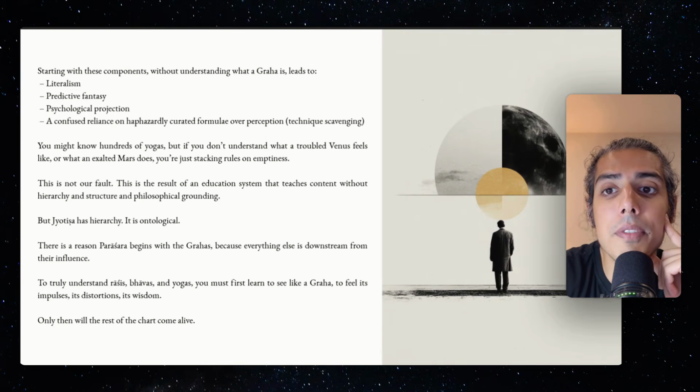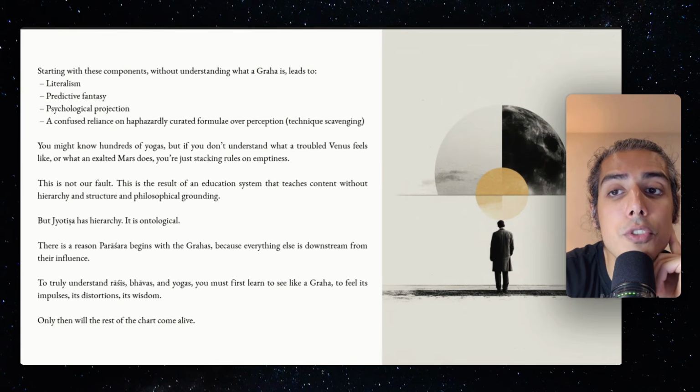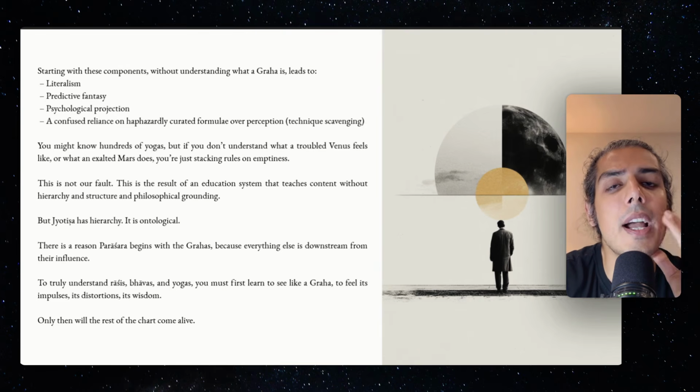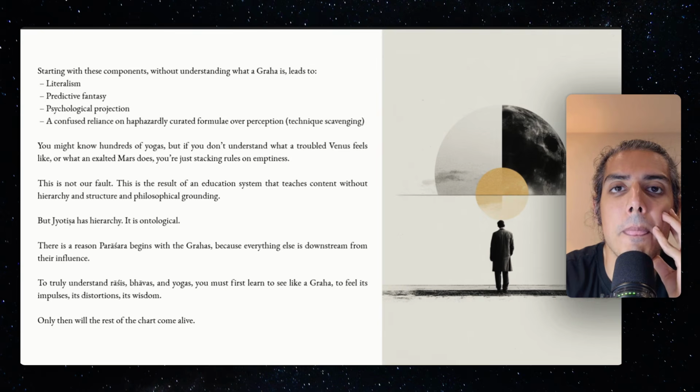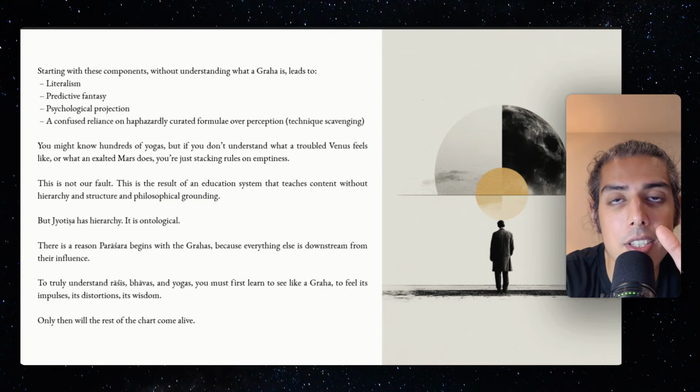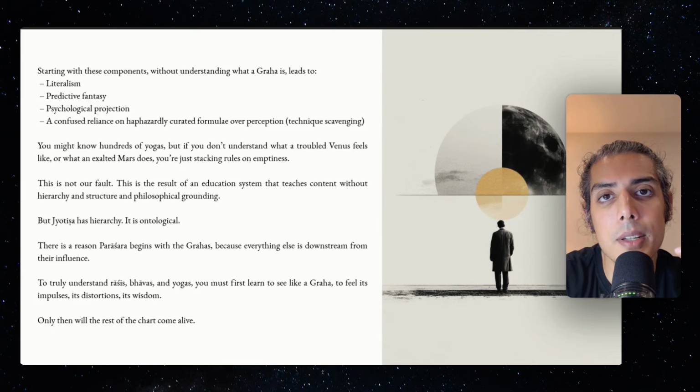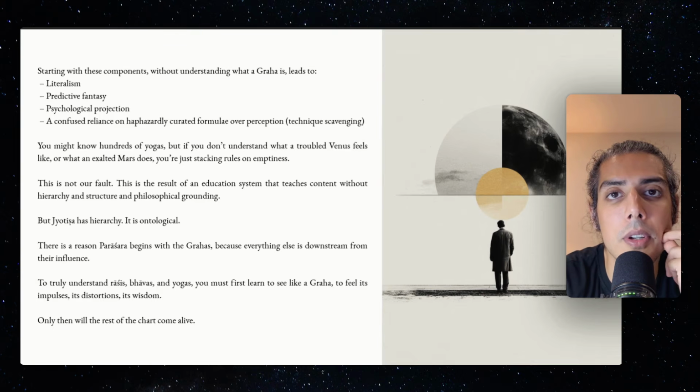Starting with these components without understanding what a graha is leads to literalism, predictive fantasy, psychological projection, a confused reliance on haphazardly curated formulae over perception. So technique scavenging starts happening. All of these things start happening. We start saying things like, I'm so Libran, I'm such a Libra, I'm such a Sagittarius. It's the graha, like what's Jupiter doing? How many grahas are in Sagittarius? A person will have Sun in Sagittarius, but they have Moon, Mercury, Mars in Scorpio. Are they more Sagittarian or more Scorpionic?